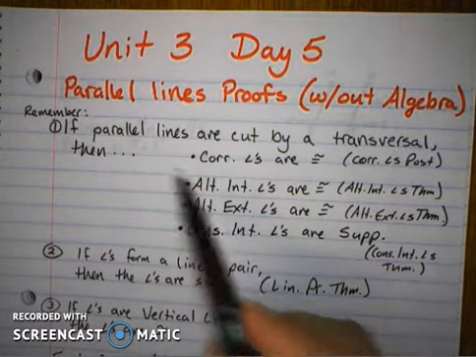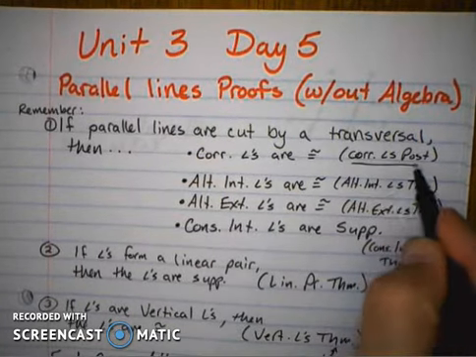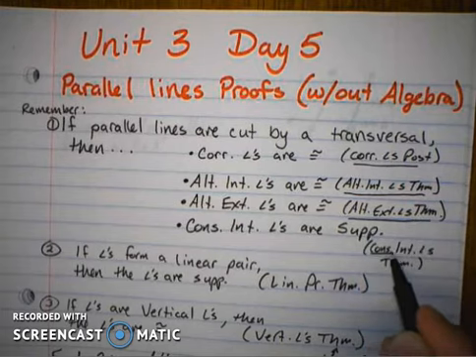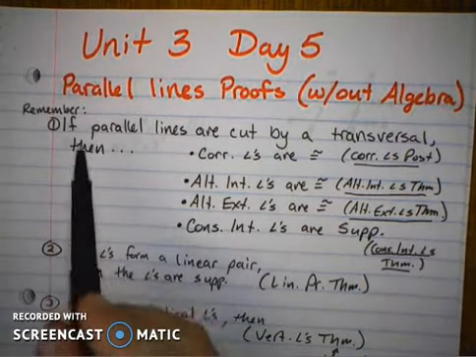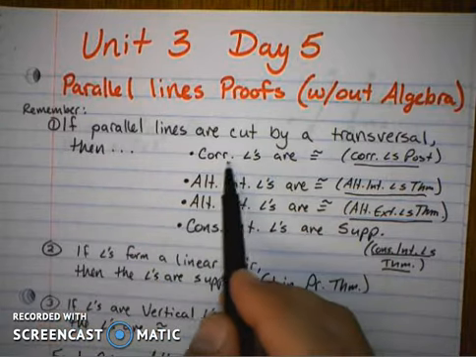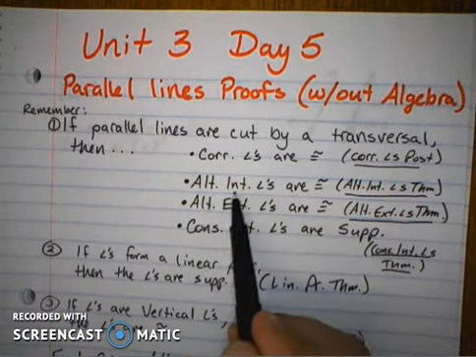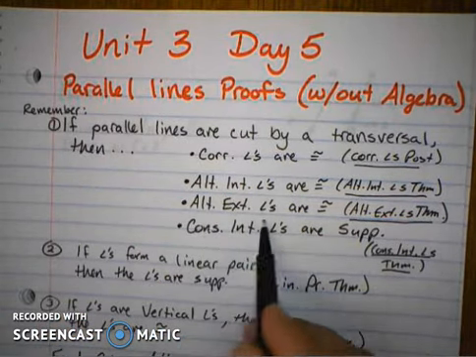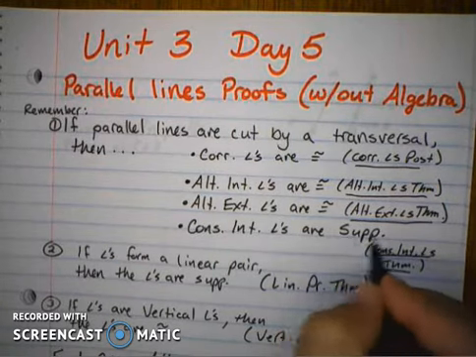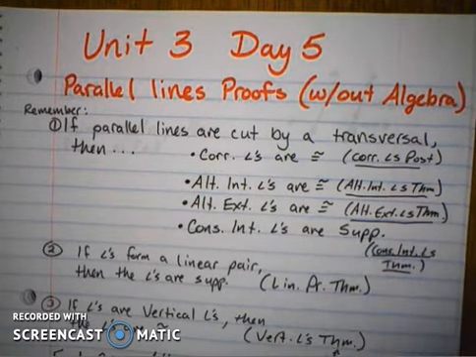So remember, we've been talking about these theorems, okay? Corresponding angles postulate, alternate interior angles theorem, alternate exterior angles theorem, consecutive interior angles theorem. So basically it just says if parallel lines are cut by a transversal, then corresponding angles are congruent, alternate interior angles are congruent, alternate exterior angles are congruent, and consecutive interior angles are supplementary. Remember that that one is supplementary, not congruent.